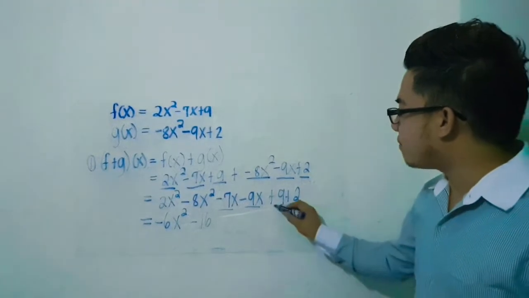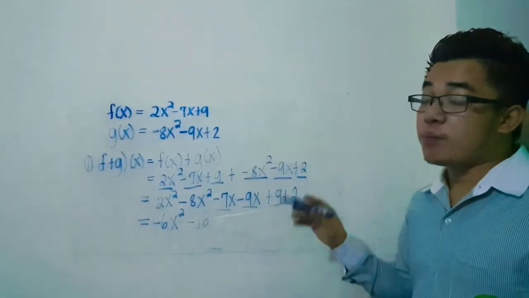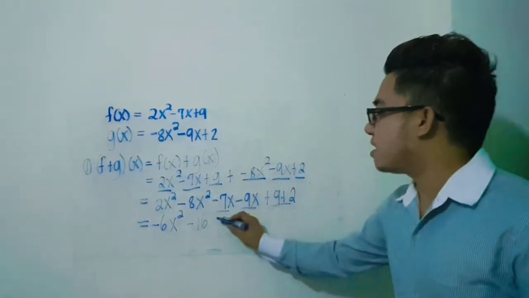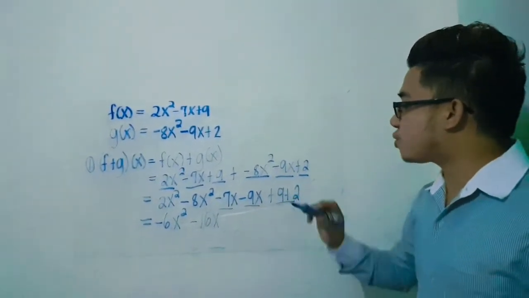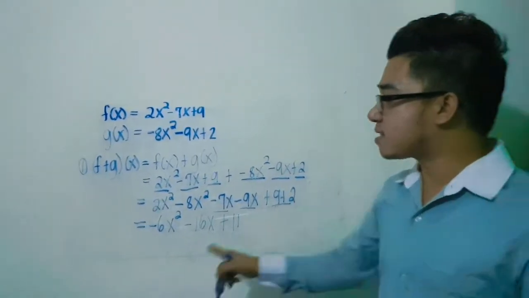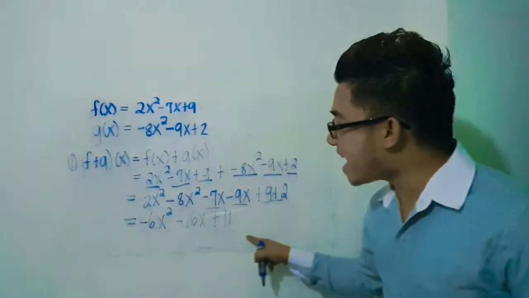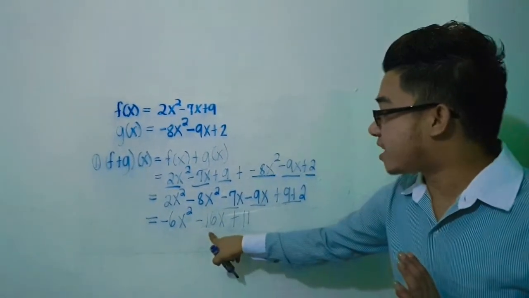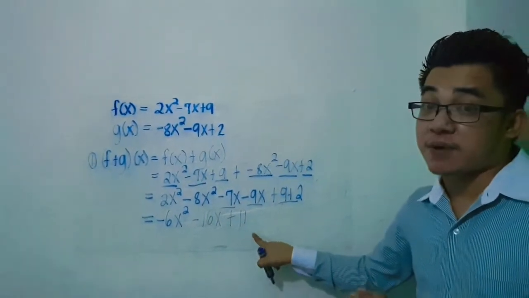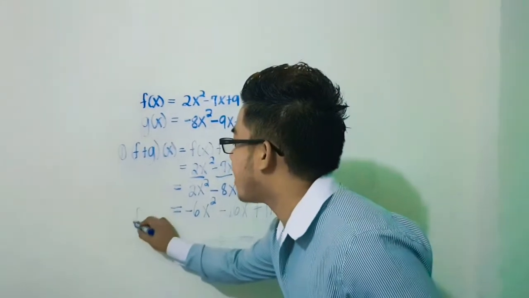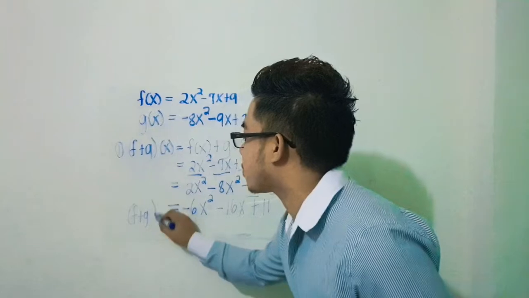Then we have 9 plus 2. Both of them are positive, so we are just going to add. So we have 9 plus 2 is equal to 11. Since we do not have any like terms here, we cannot add negative 6x squared, negative 16x, and positive 11 because they are not like terms. This is already the final answer.